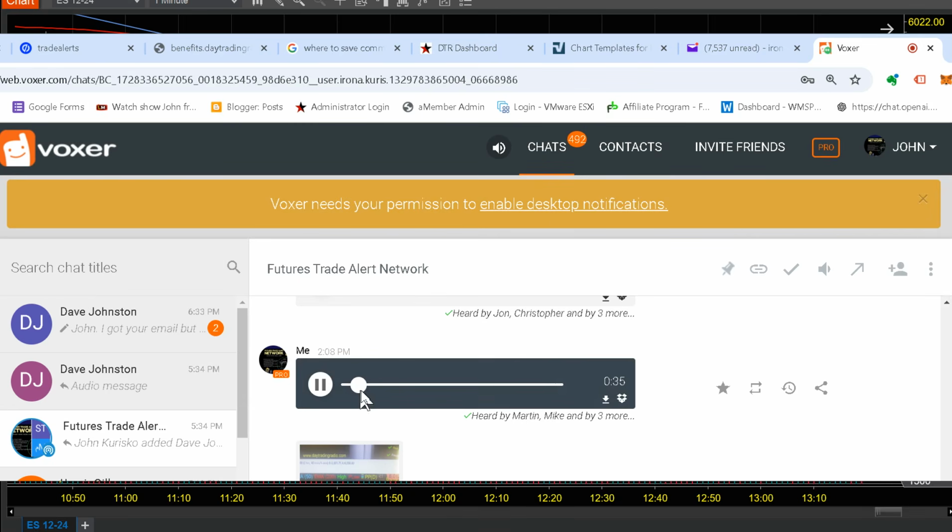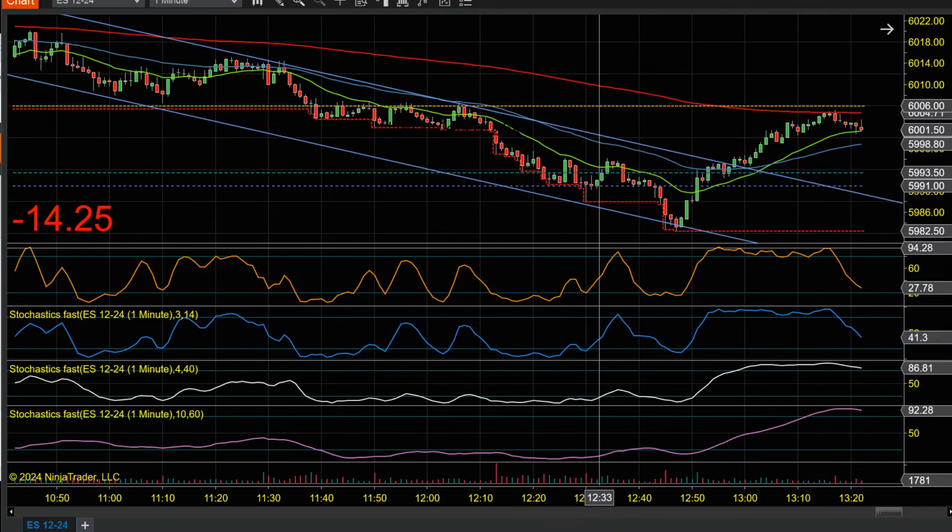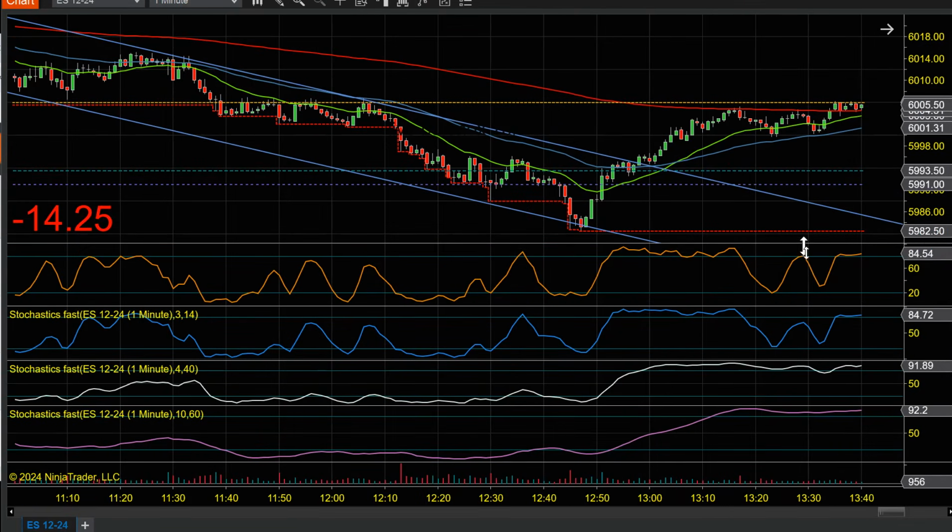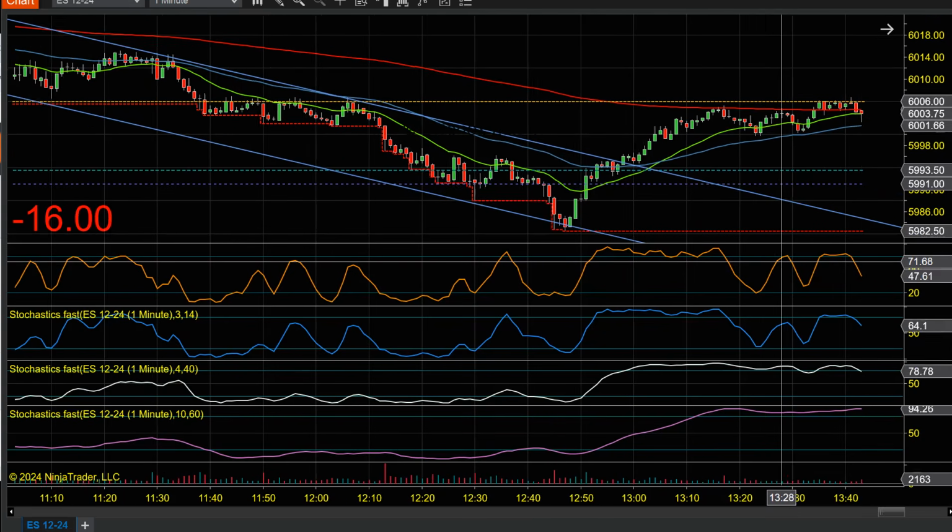And then this is an alert at 2:07 p.m. Great example of a coil here at 6,003 on the S&P. The last area right before lunch, that quad rotation at 12:45 was a killer. Now we have our first rotation. It's a coiled stochastic. It's not a quad yet.